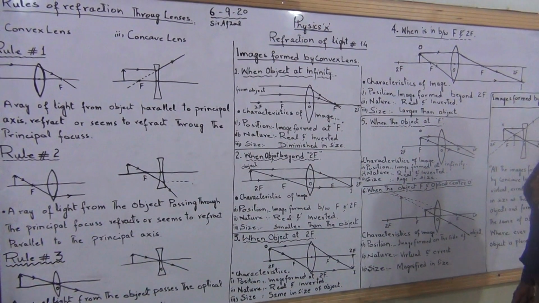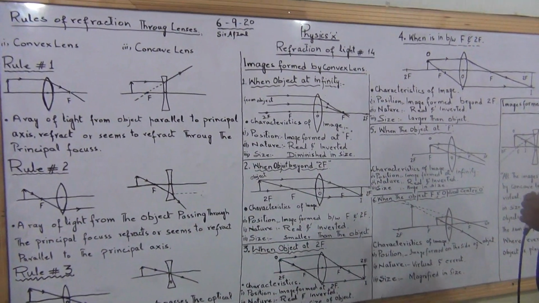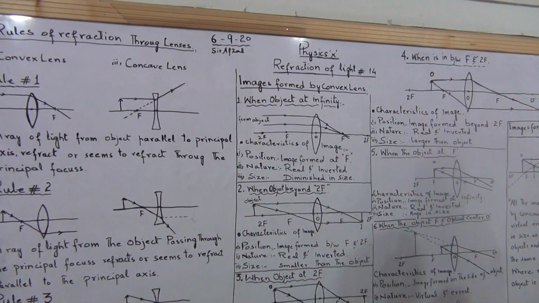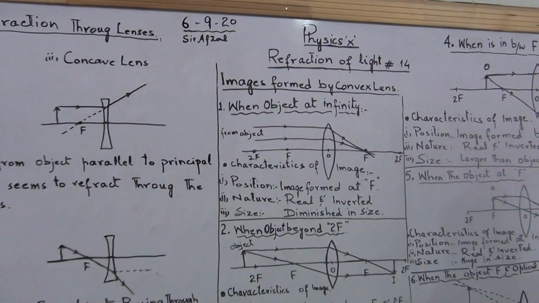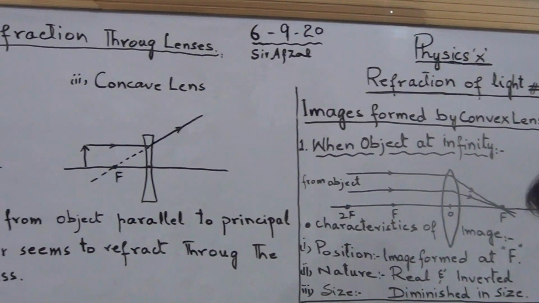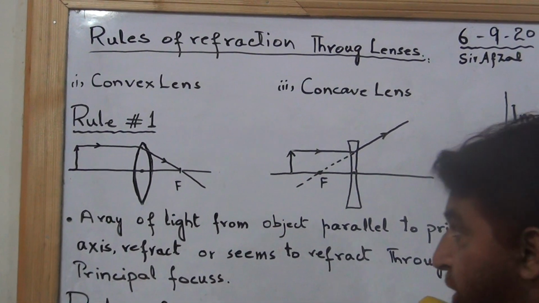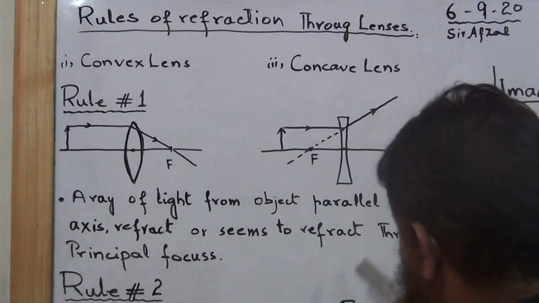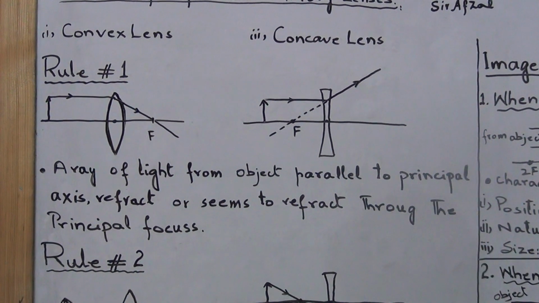Okay, dear student, chapter 14, refraction of light. Today we will study how the rays of light refract through the lenses. There are three rules of refraction of light through the lenses. These are convex lenses and these are concave lenses.